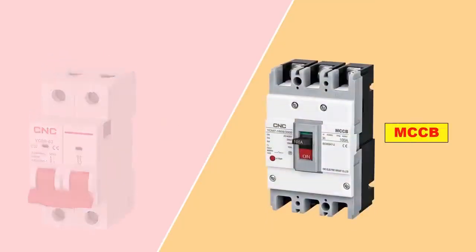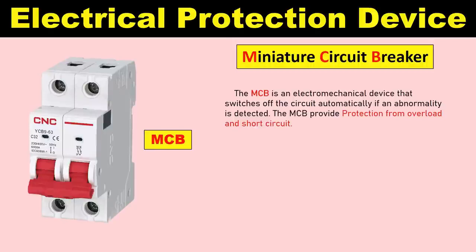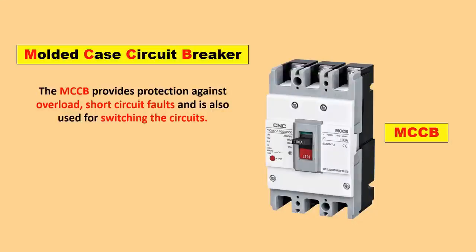After this, next device is MCCB. Full form of MCCB is molded case circuit breaker. Friends, the MCB you have, or if you are going to buy a MCB, then a maximum of 63 ampere rating MCB you can buy. These days you can find a 100 ampere rating MCB also, but before, till 63 ampere rating MCB were available in the market.